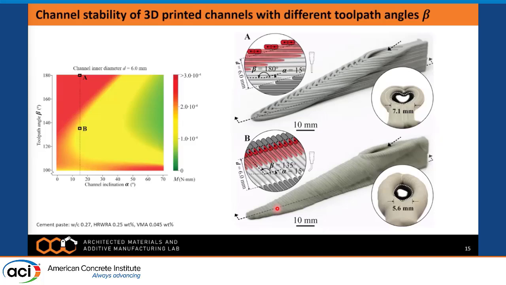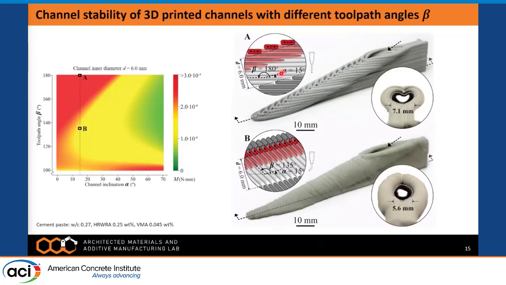To compare the script's results to 3D printed objects, we printed multiple single channels using an Ultimaker printer. We used cement paste with a water cement ratio of 0.27 and a composition that's shown here. Two of the channels we printed had an inner diameter of 6 millimeters and a channel inclination alpha of 15 degrees. And we printed them using a toolpath angle of 180 degrees, which is shown here in A, and 135 degrees, which is shown here in B.